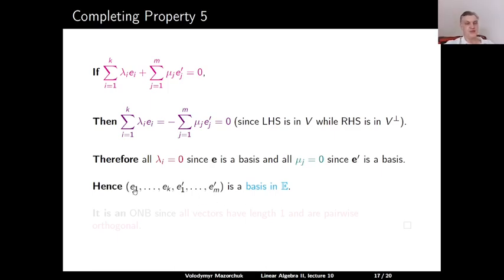Well, by definition, all elements in this collection have norm 1 because they come from an ONB in the subspaces, and they are pairwise orthogonal. The first elements are orthogonal to each other because they come from the ONB. The second collection of elements is orthogonal to each other because they come from an ONB. And each element in the first collection is orthogonal to each element in the second collection because the first collection lives in V and the second collection lives in the orthogonal complement to V. And so this basis is an ONB. And this completes property 5.